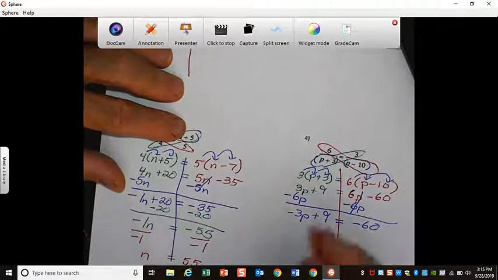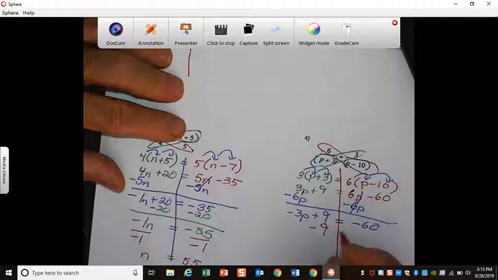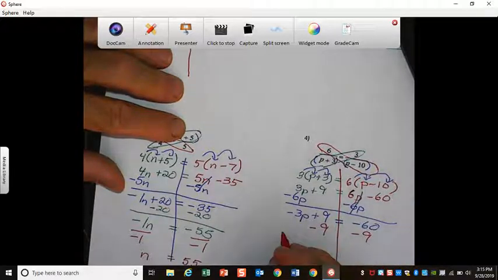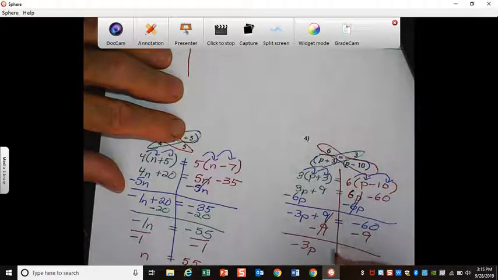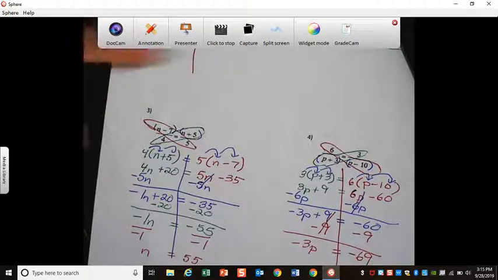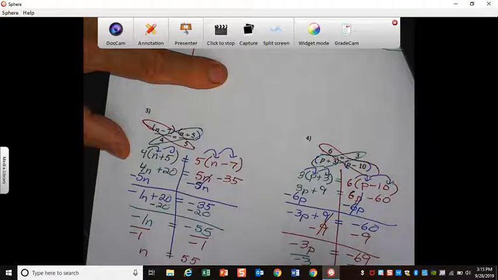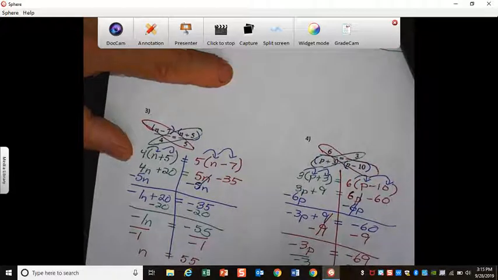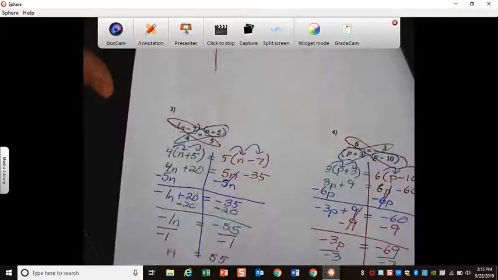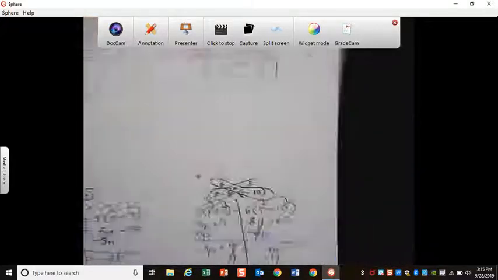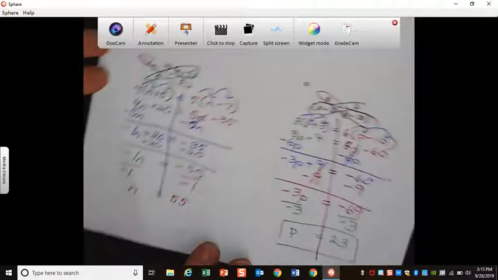Then I'm going to subtract 9 from both sides. And I'm left on the left side with negative 3p. Those 9's cancel, and I get negative 69. And then I'm going to divide both sides by negative 3 to get p by itself. And I get p equals 23. And that's it. So now, you have p equals 23. Sorry you didn't see that initially.